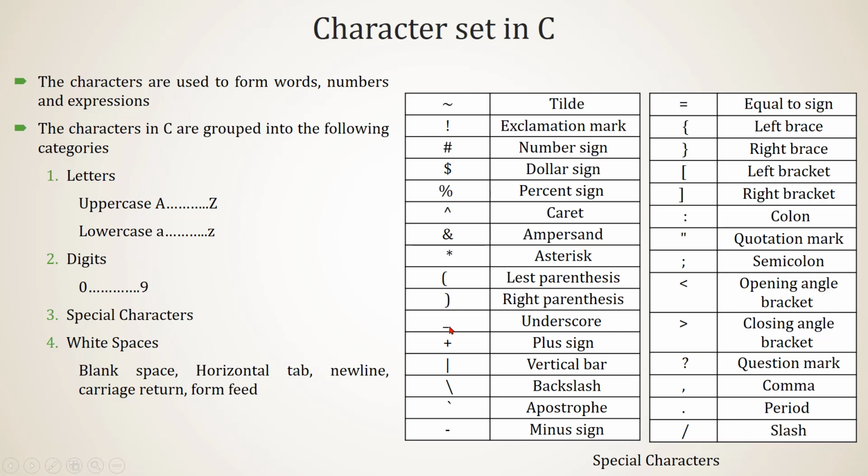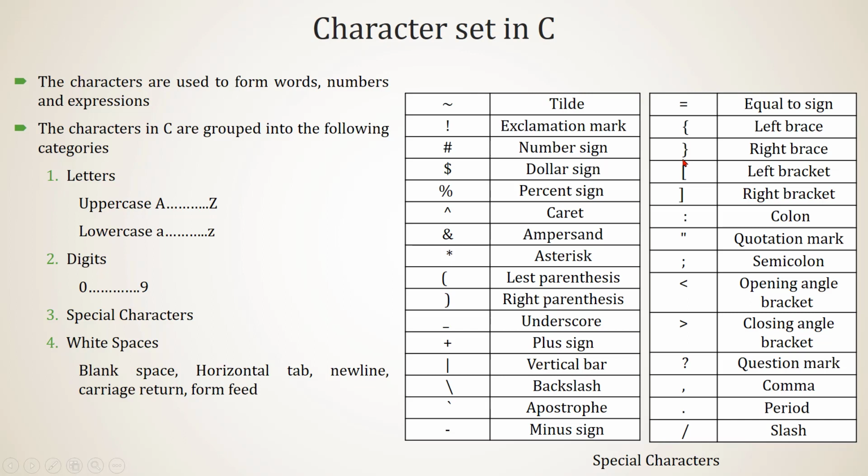Underscore. Underscore is just below the minus symbol on the keyboard. Plus sign. Vertical bar. This one is also not much familiar to you. The vertical bar is on the keyboard just above the enter key. If you are using a laptop, you can notice it right now. Just above the enter key, you have a vertical bar. Backslash, that is also just above the enter key. Apostrophe or single quote, minus sign, equal to sign, left brace. It is just similar to our set bracket.